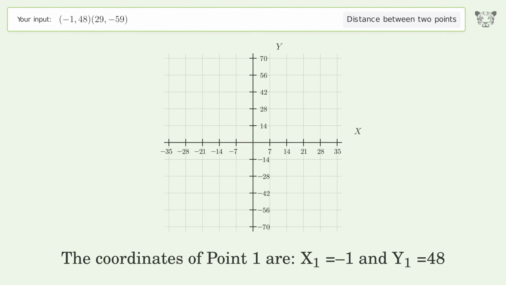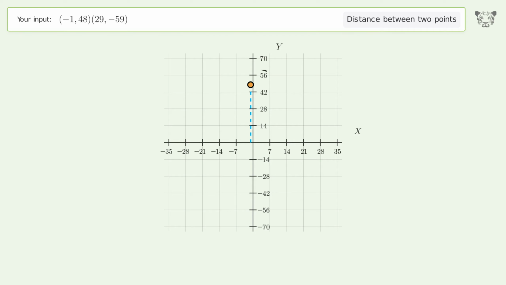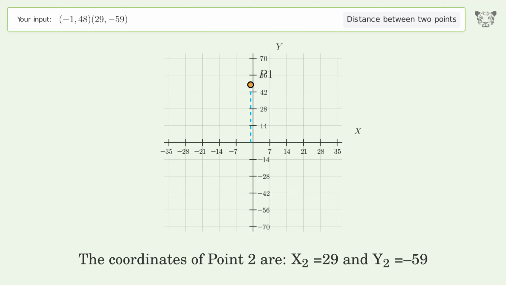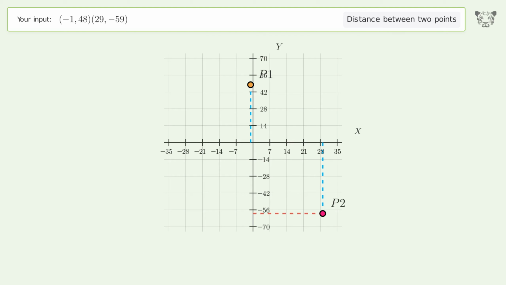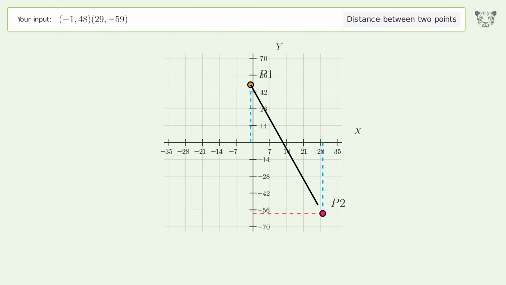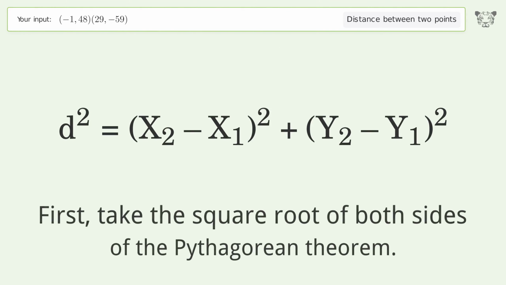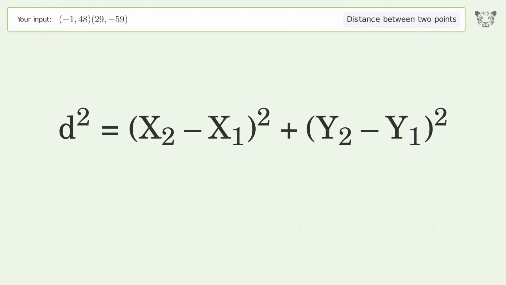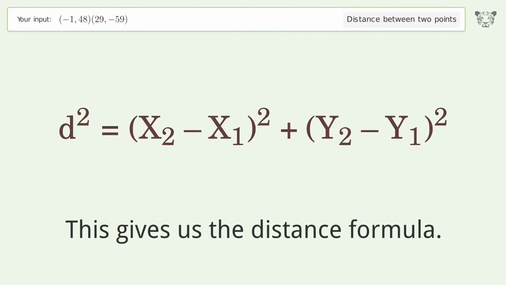The coordinates of point 1 are, x1 equals -1 and y1 equals 48. The coordinates of point 2 are, x2 equals 29 and y2 equals -59. D is the distance between the 2 points. First, take the square root of both sides of the Pythagorean theorem. This gives us the distance formula.